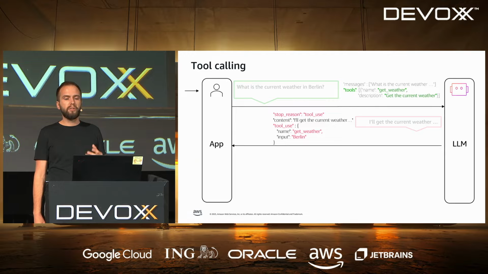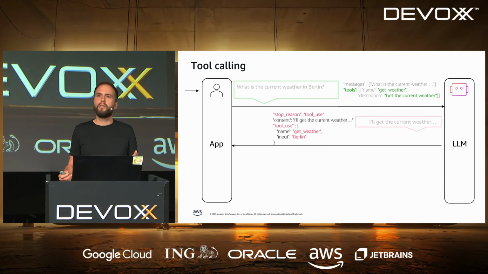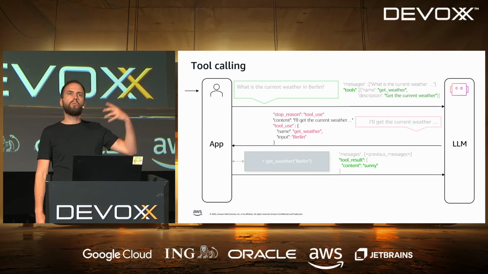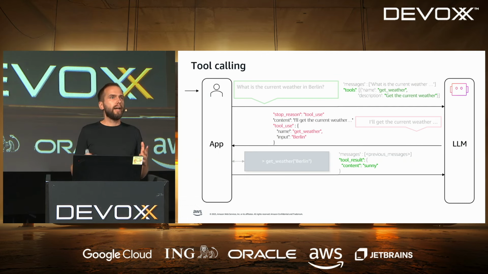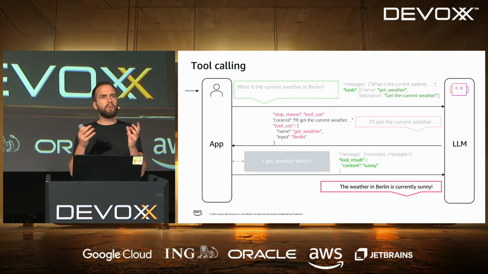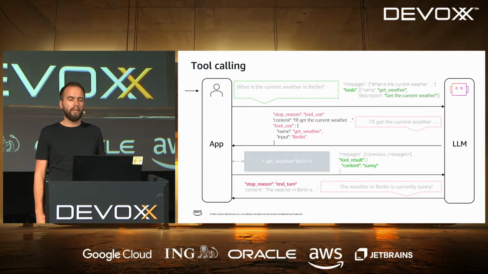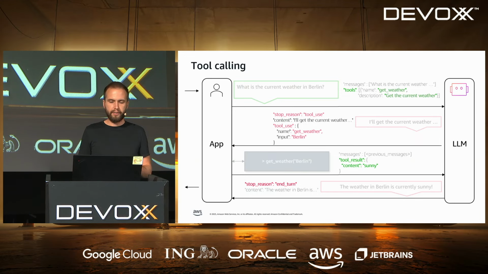So it usually responds with a stop reason tool use and tells you, please use that tool now with that specific input parameter. Now, what the frameworks usually do is it's essentially just an if stop reason tool use. They then execute the local function, like a local Java function, for example, get weather, with that input argument, and then return back to the model, okay, I executed that tool, here's the result, content is sunny. And now with all the context of the previous messages and the tool result, the LLM is able to say the weather in Berlin is currently sunny. Stop reason end turn, and then we know that we have to return the entire thing.